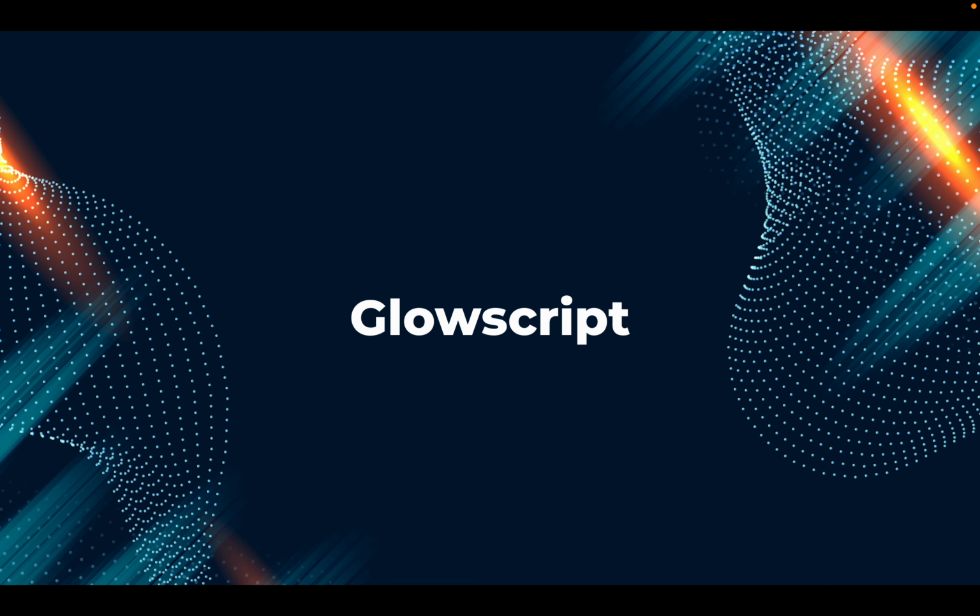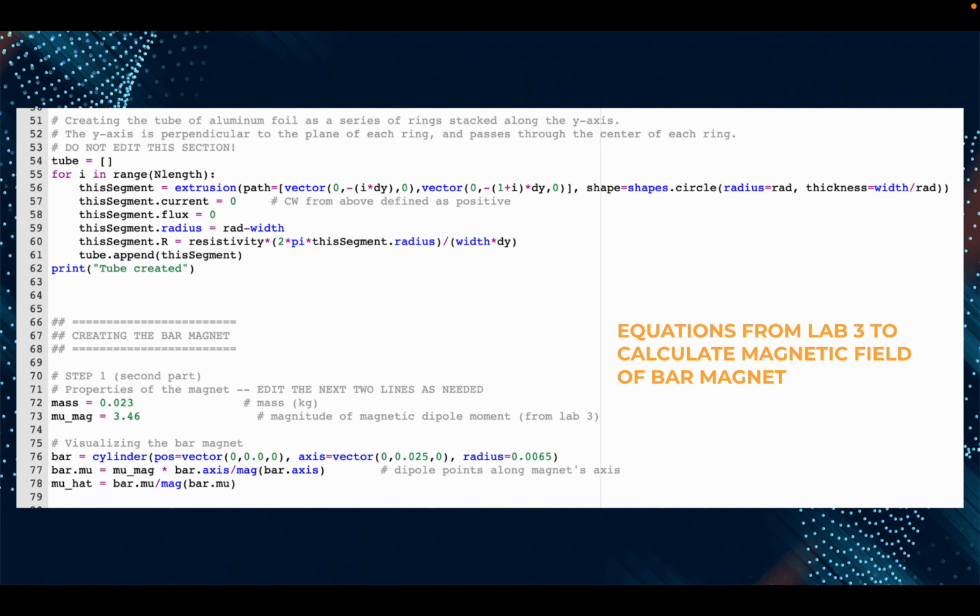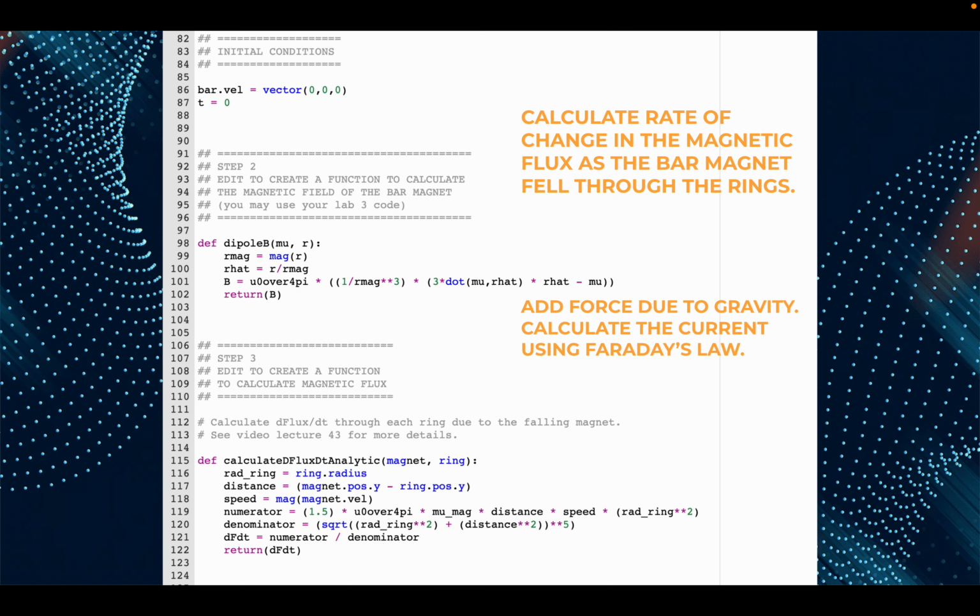So moving on to the GlowScript, I tried to highlight some of the more important portions of where I changed the template code, but here is just the tube measurements that I just explained before. Next, I used the equations that we used in Lab 3 to calculate the magnetic field of the bar magnet. So that's seen more in the second half of this image.